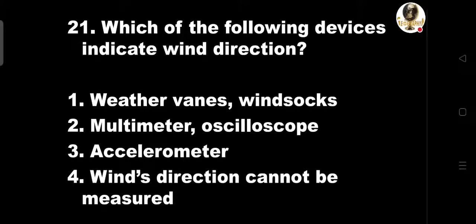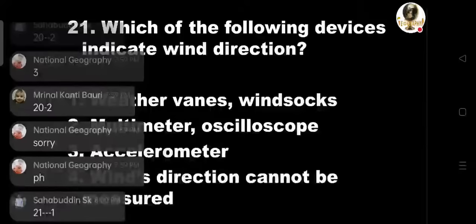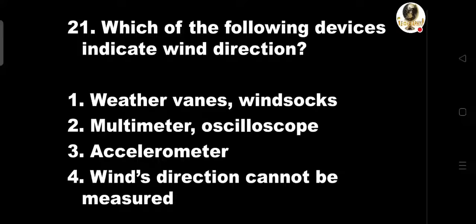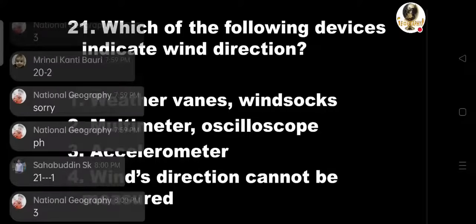Question number 21 is very important. Which of the following devices indicates wind direction? The options are weather vane and windsock, multimeter and oscilloscope, accelerometers, and wind direction cannot be measured. Very interesting question for you. Comment the question number and your option.